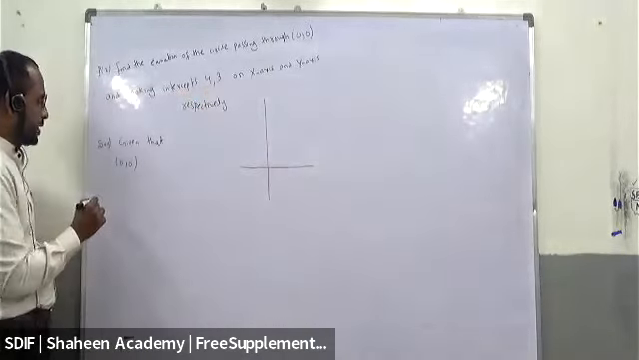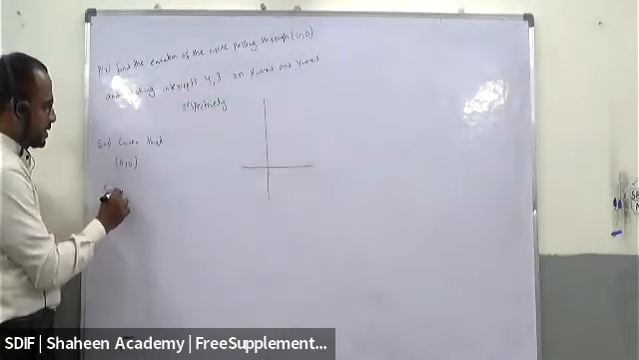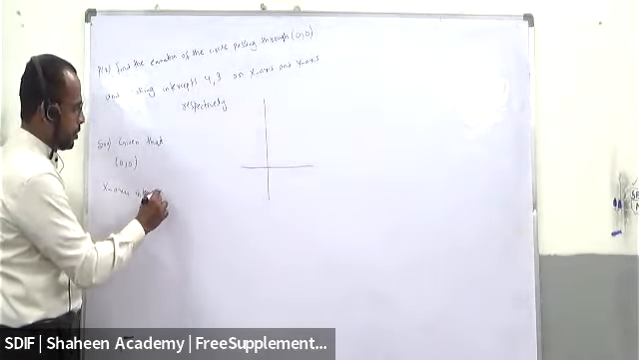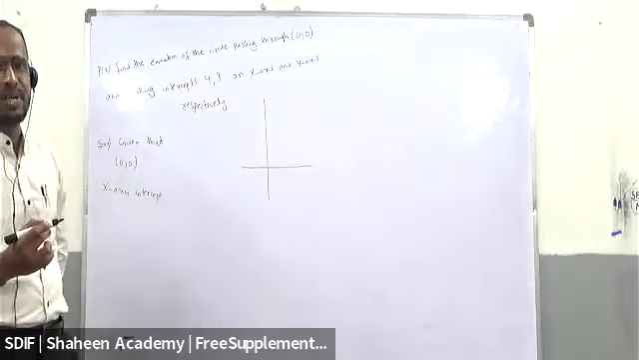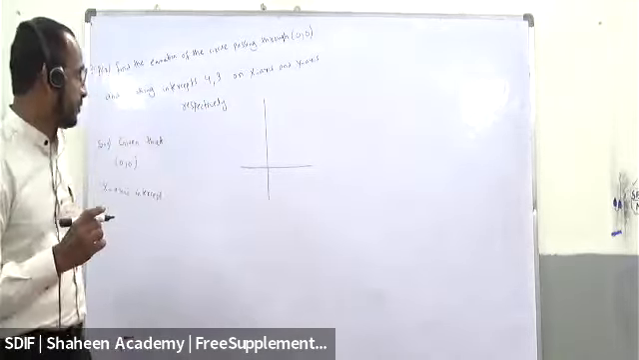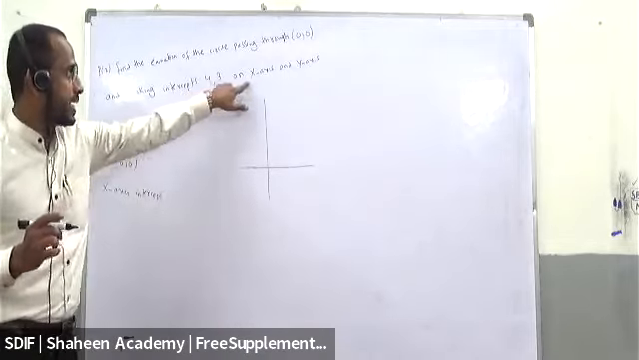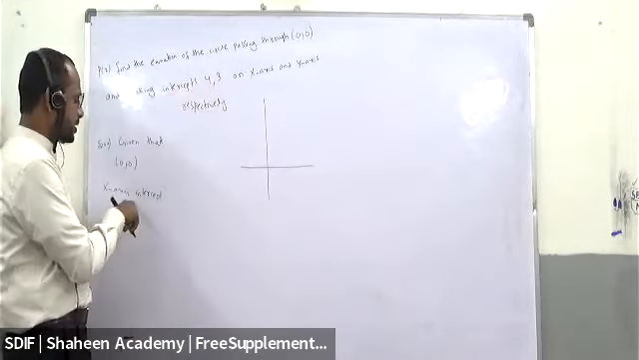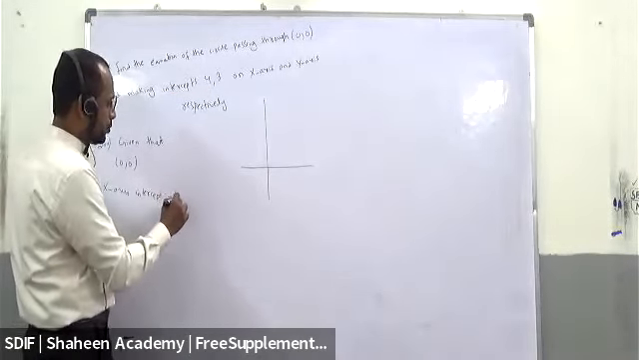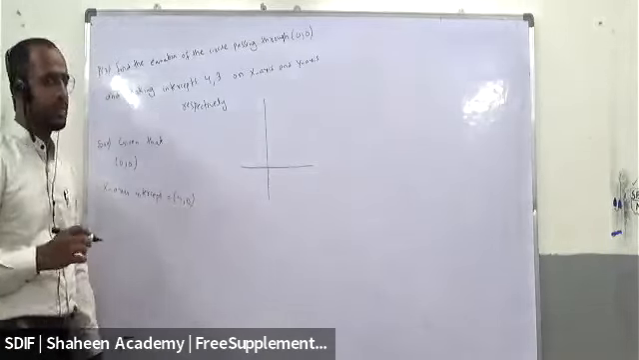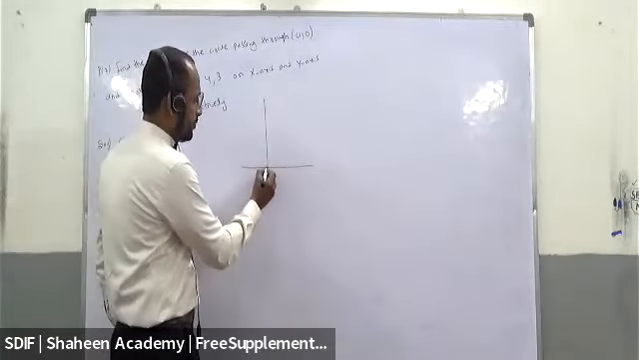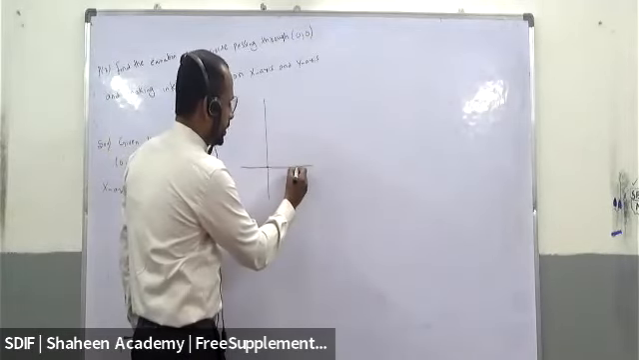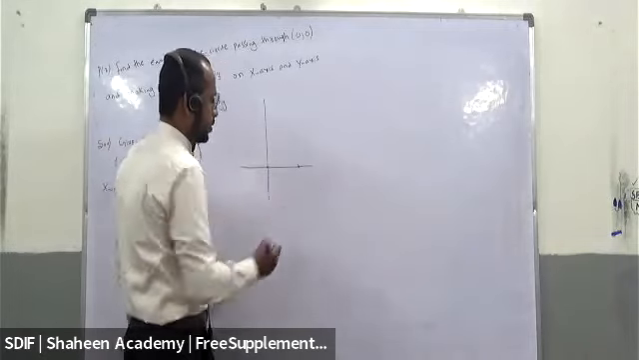So first we have to write the x-axis intercepts. We know that on the x-axis, the value of y is 0. The intercept on the x-axis is at what value? 4. So the x-axis intercept is equal to 4, 0. It means that this is another point the circle is passing through, 4, 0.